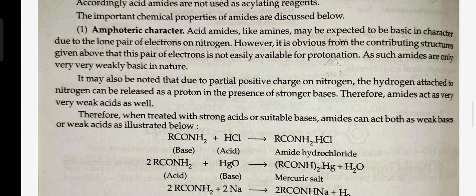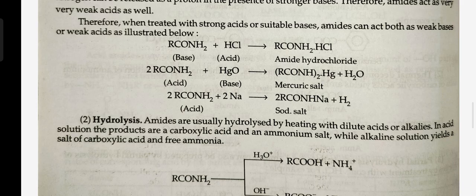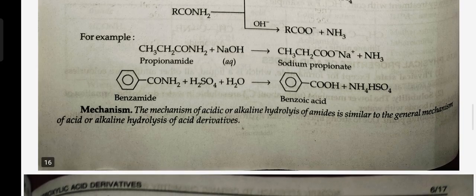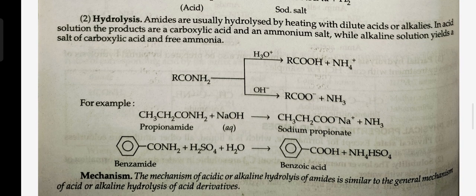Hydrolysis. Amides are usually hydrolyzed by heating with dilute acid or alkali. In acid solution, the products are a carboxylic acid and an ammonium salt, while alkaline solution yields a salt of a carboxylic acid and free ammonia. RCONH2 in the presence of H3O+ gives RCOOH plus NH4+. With OH-, it gives RCOO- plus NH3.